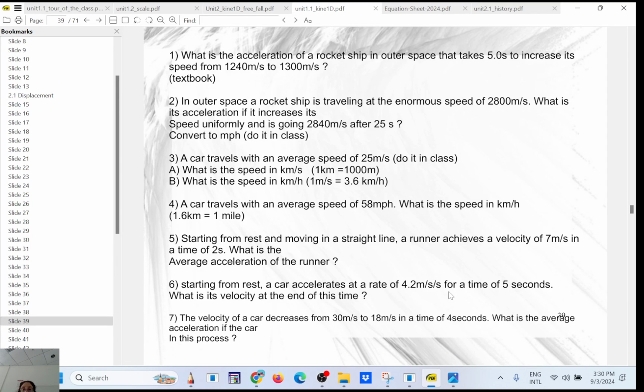4.2 times 5. Okay? So if you go from 12:40 to 13:00, what's going to be the acceleration? What do you do, add or subtract? Subtract, final minus initial, divide by the time.